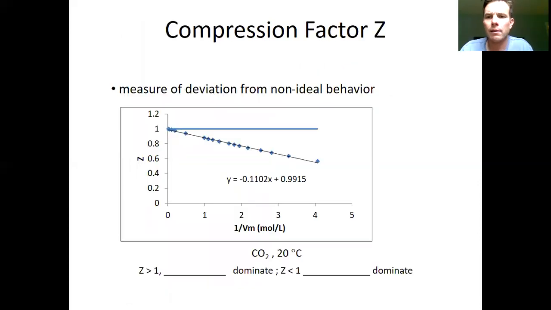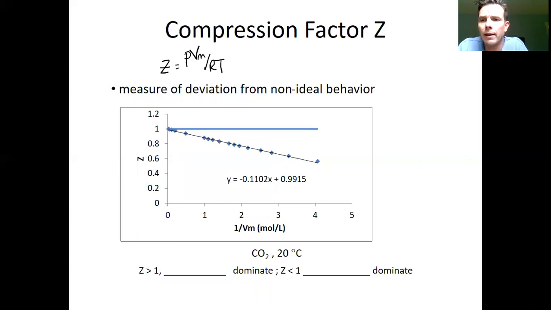Here's how we're going to do it. I'm going to slide this over just a hair. So we're going to introduce a new variable called the compression factor Z. Z is defined in this way. Z equals PVm over RT. So you can analyze the units of this, and you will ultimately find out that Z is a unitless quantity.